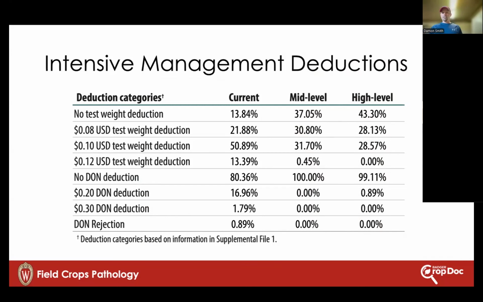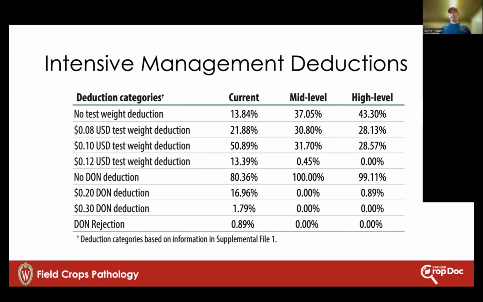And you can see even with the mid-level, we get really good control of DON with that application. That's really the key: you want to reduce those test weight deductions as well as the DON deductions. So you want to place a lot of focus at that 10.5.1 timing. And like I mentioned, you're going to pick up the stripe rust control anyway if it happens to move in. And you can see it here in this data.